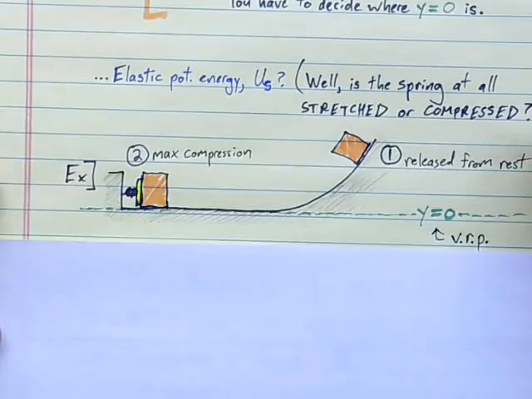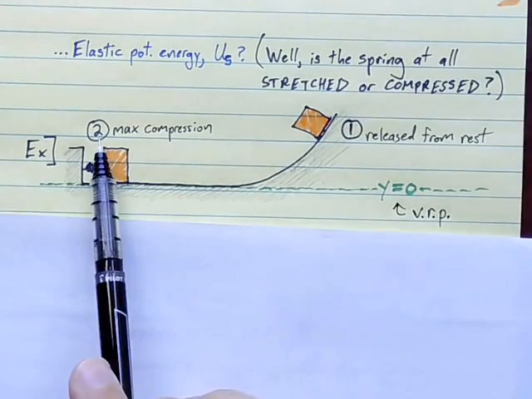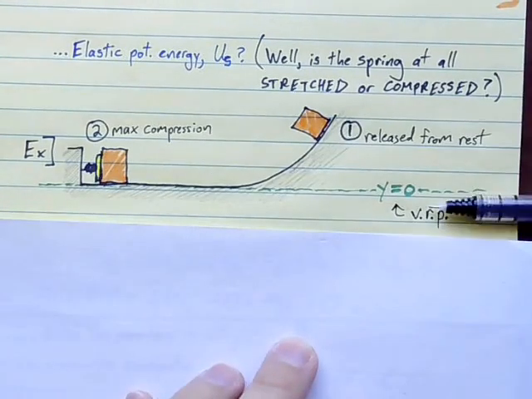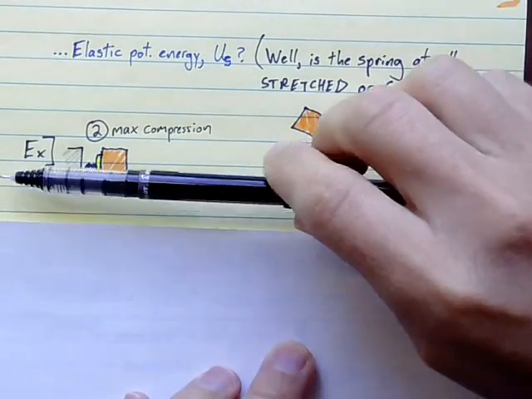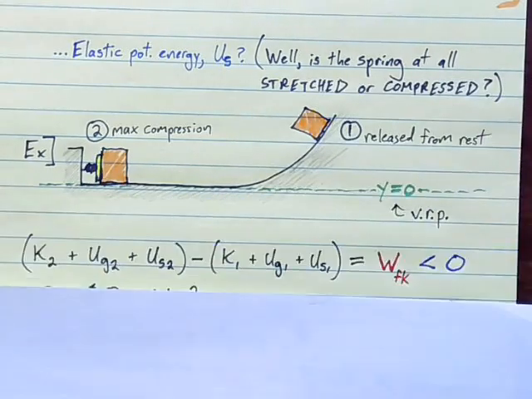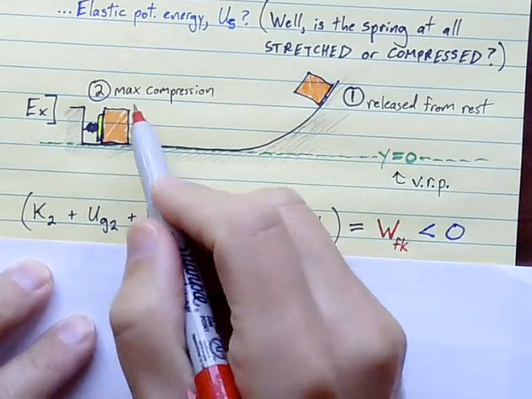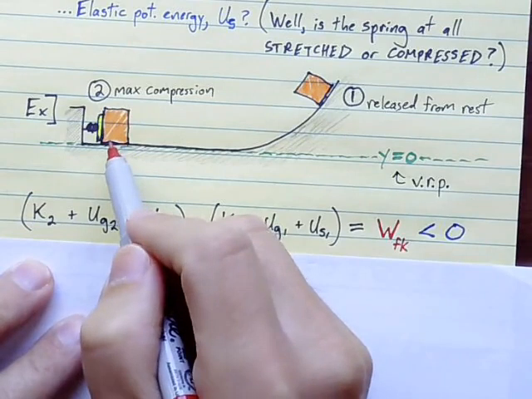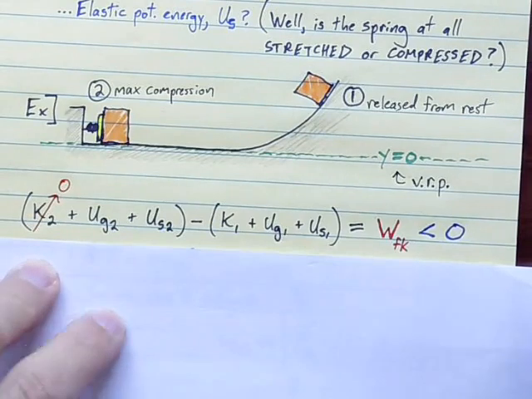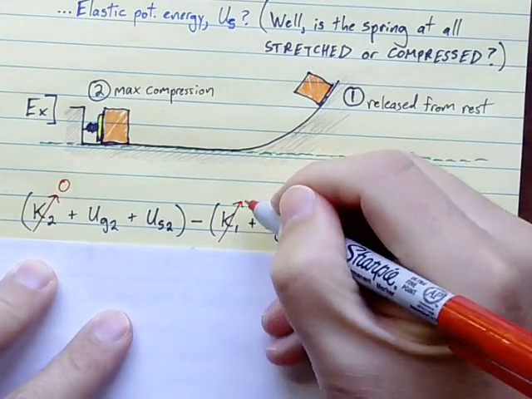So in our particular example here, if this is moment 1, released from rest, this is moment 2, max compression down here as the block slid this way, and I've selected my vertical reference point. I'm going to say y equals 0 here at the low point. Then, looking at this equation, we can identify that at moment 2, the block is at max compression. It's momentarily at rest, therefore it's not moving, so no kinetic energy at moment 2. It was released from rest up here, so it wasn't moving initially, so no kinetic energy at moment 1.